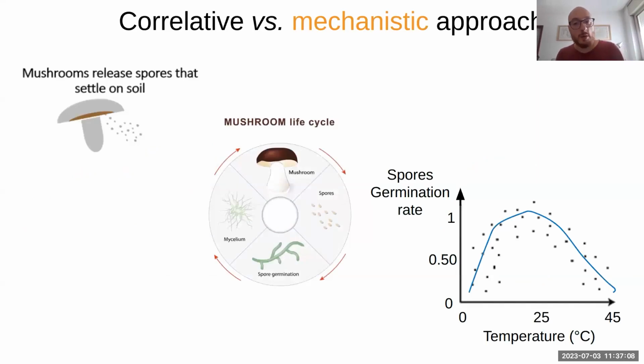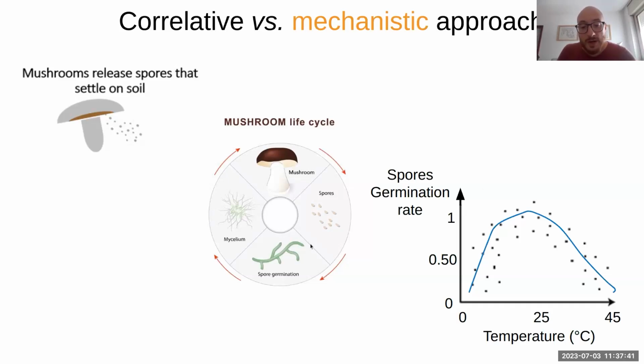Again, if we go back to our mushroom example, we have to think a bit about the life cycle of these species, and we know that mushrooms, the carpophores, what we usually eat, release spores on the soil, and the spores, under certain environmental conditions, will germinate, create the mycelium, and after a while the mycelium will reproduce and produce the carpophores, so the mushroom that we eat.